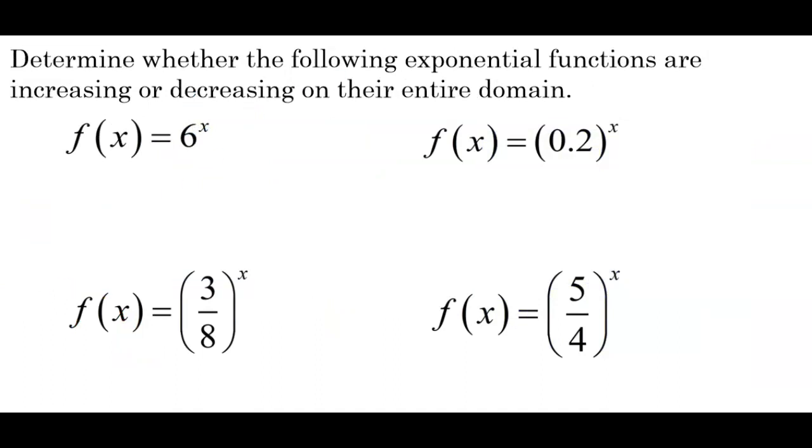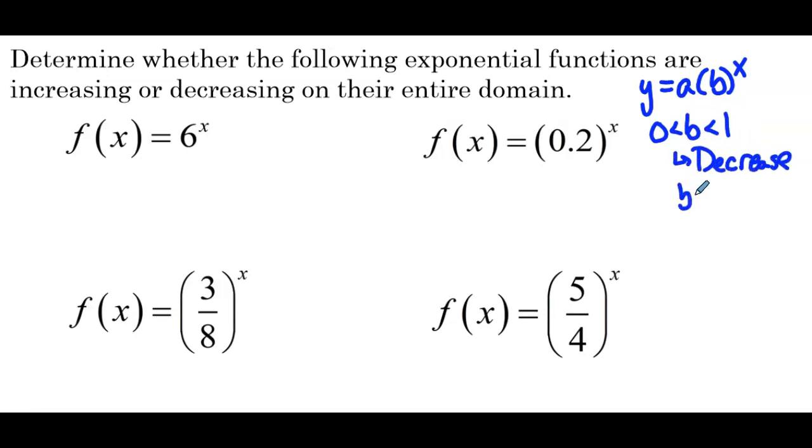So if we had to generalize in an equation, y equals a times b to the x, b is the base. If the base is between 0 and 1, we're decreasing. And if the base is greater than 1, we're increasing. Now, important that the exponent is positive x before we make our decision, but in these 4 examples, it seems that all of them have a positive x in the exponent.